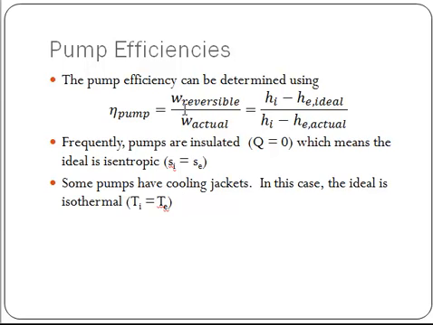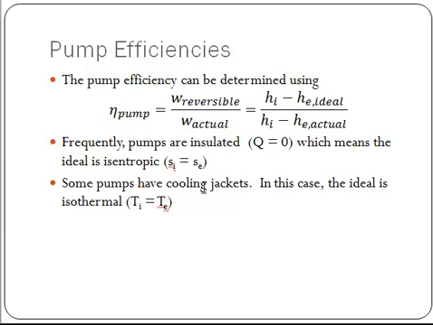To get this less than 1, I'm going to have reversible work over actual work. If I'm using the change in enthalpies, then the inlet is the fixed value, the exit is the ideal for the numerator and the actual for the denominator, corresponding to which work is on the top and bottom. So what is my ideal? Well, most pumps are going to be insulated as a good assumption, in which case Q is 0. If that's the case, then reversible plus adiabatic means that my ideal is isentropic, or the entropy at the inlet is the entropy at the exit.